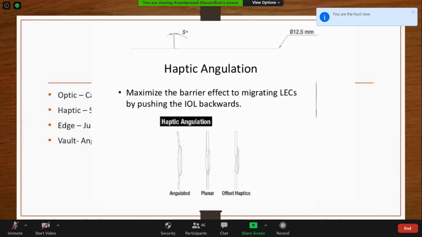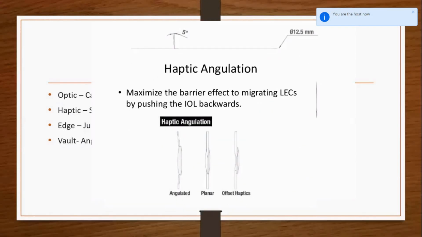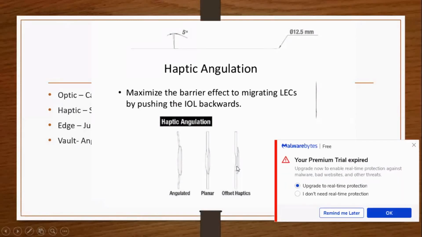Okay. So here you can see the different vaulting angles. If you see here, there is no bending of the haptic from the optic. So this is a 0 degree vaulting, in which the lens can be supported in the ciliary sulcus. This is offset optics, offset haptics. Mostly these also will be supported by either the ciliary sulcus or the zonules. This is a 5 degree vaulting lens, in which this angulated lens is very well placed in the posterior chamber bag.